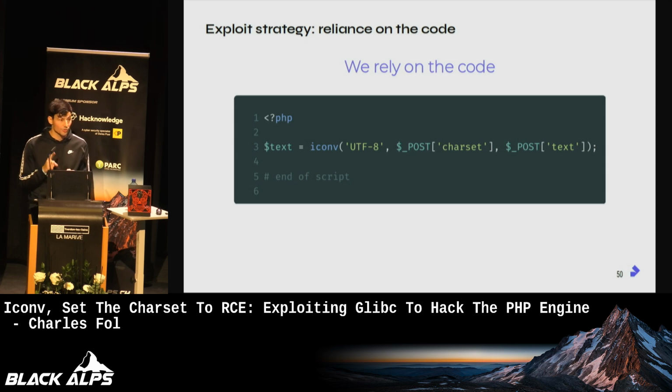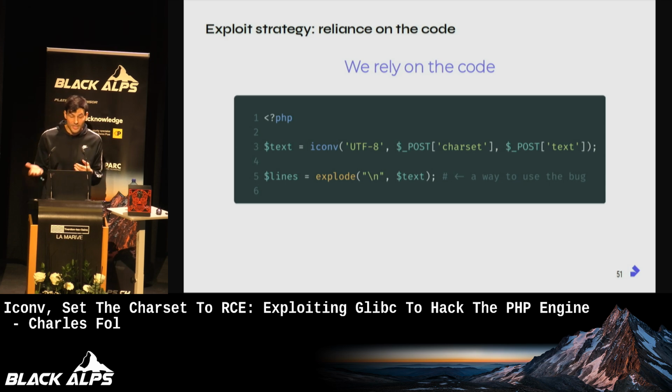You have a call to Iconv, you control the output charset, you control the input data. So that's all you need, basically, okay? But afterwards, the script ends, so you have corrupted the heap, but you've not been able to use the corrupted heap. So to actually use the bug, you need another line, such as this one. This one will allow you to create as many strings as you want because it's an exploit statement, and that will give you a way to use the corrupted heap after it's been modified.